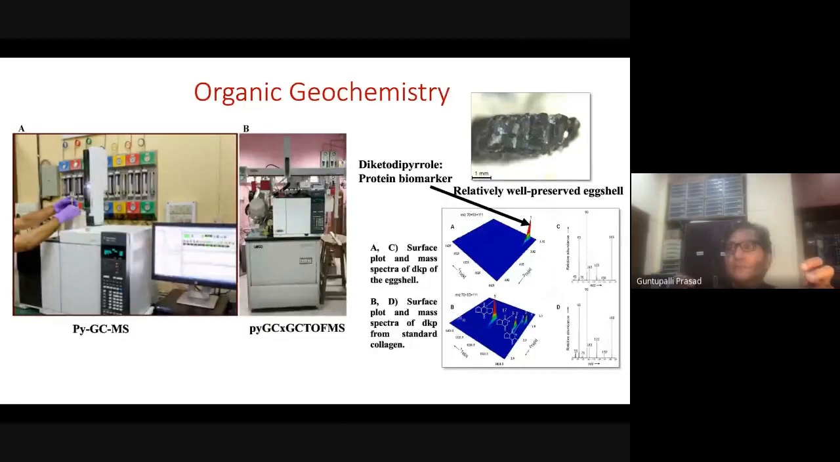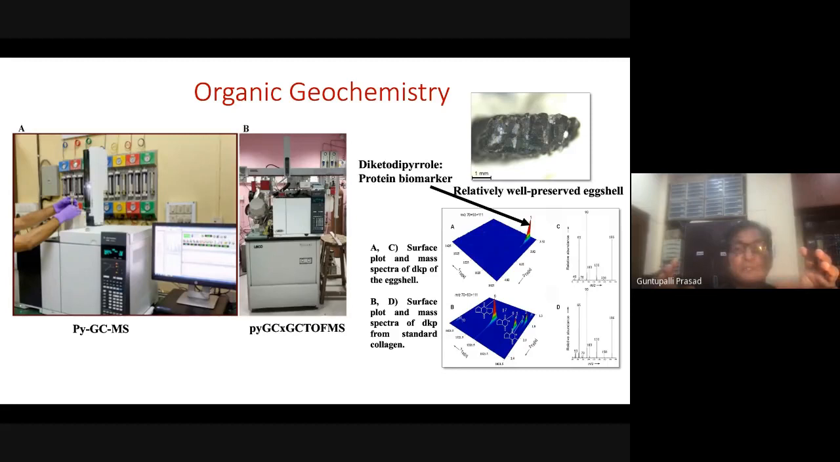For example, this is a pyrolysis gas chromatography mass spectrometry instrument. This is from Bombay IIT, where my student has worked on dinosaur eggshells, and these are the eggshells. These are the best preserved eggshells. And here you can find some protein biomarkers. So this is known as dipyrone. This is a protein biomarker, and normally they are not preserved, but in these well-preserved eggshells, we found this. So there is a chance of preservation of organic material in many of these bones and organic materials like the eggshells, for example.